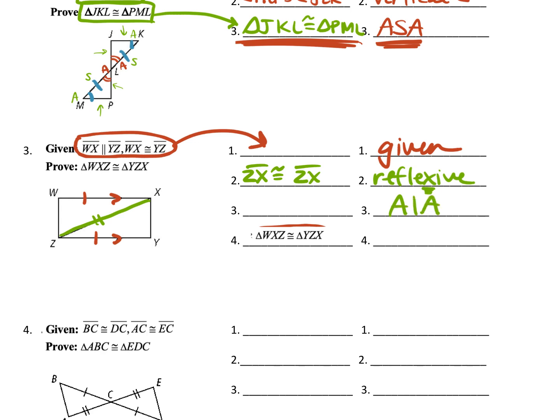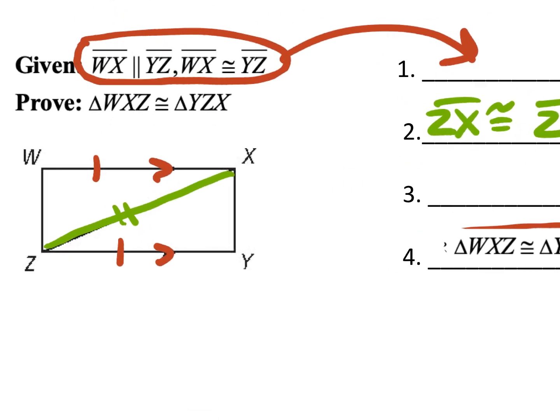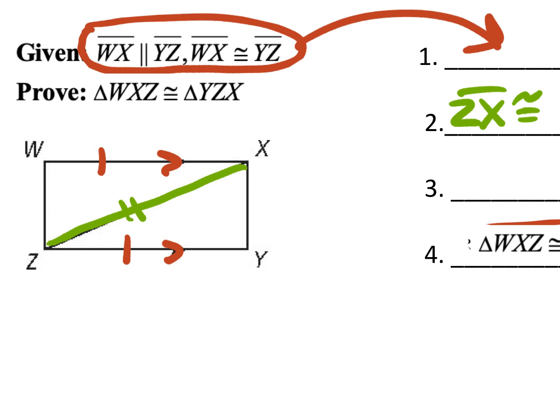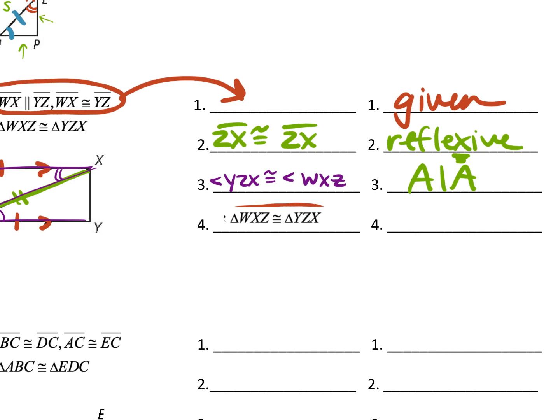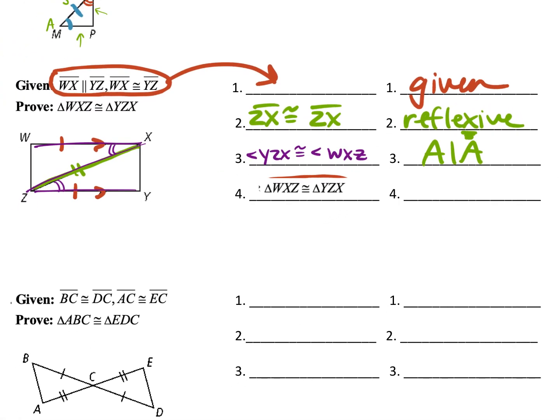Where you have to be a little bit careful is how you name it. Which angles are we talking about for AIA? YZX and WXZ, right? Here's your parallel lines. Here's your transversal. When you make that Z, it's that inside parts of that Z. So angle YZX is congruent to angle WXZ by AIA.